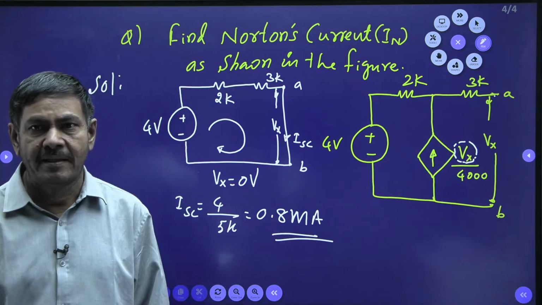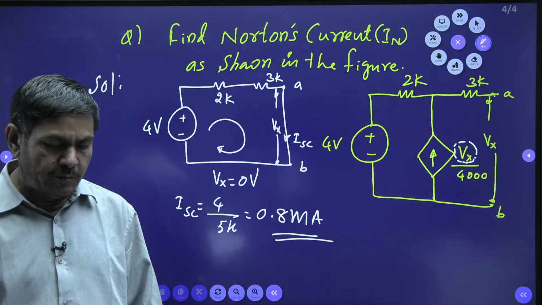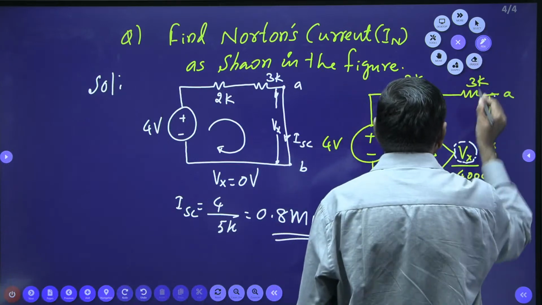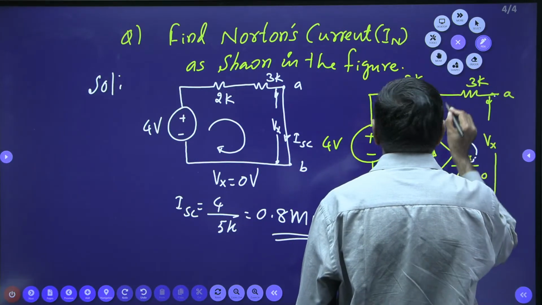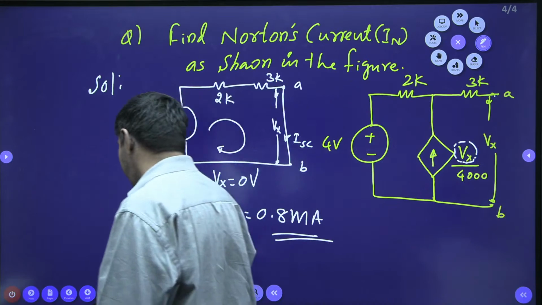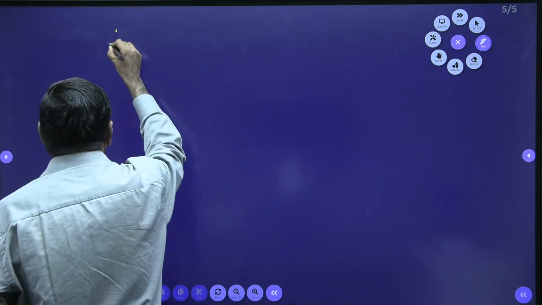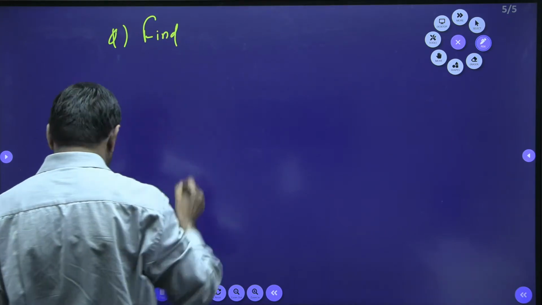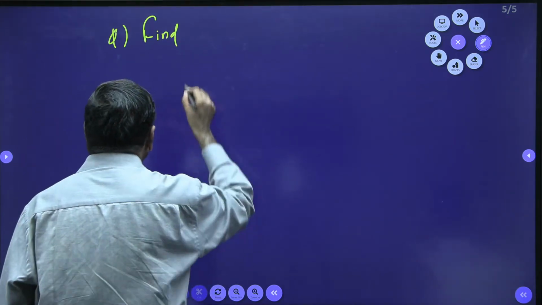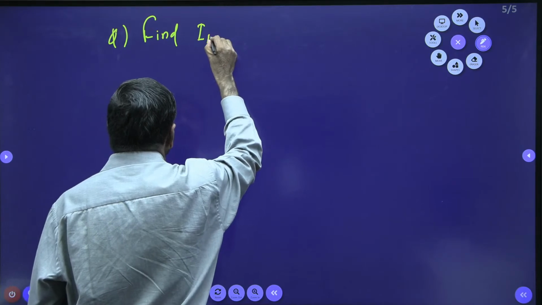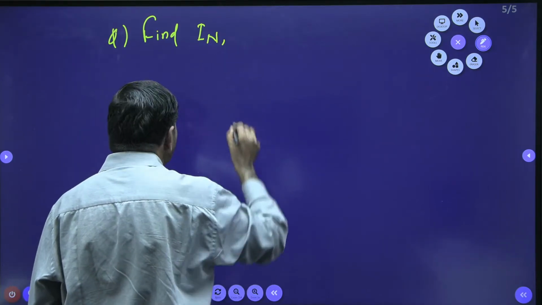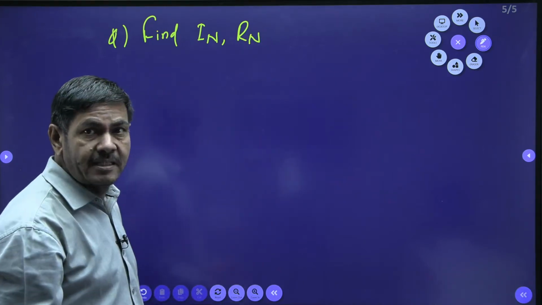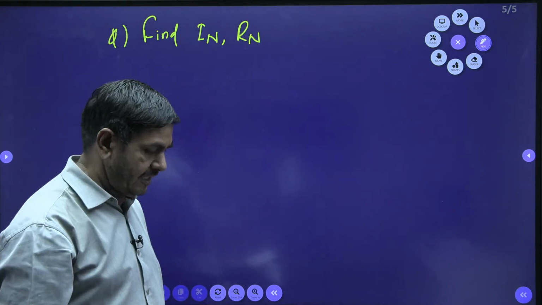Very simple. And I wish to give one more question in your hand. You please try. Now please try this question. Find IN, Norton's current, I want, and also RN, Norton's resistance, required. Norton's resistance or Thevenin's resistance, both are the same only, I said already.